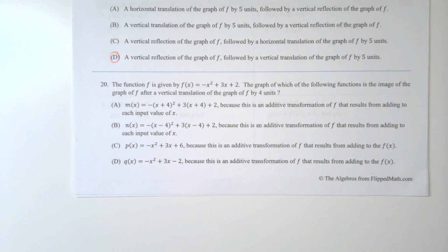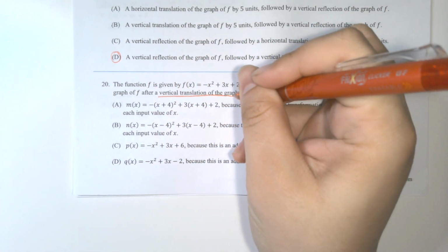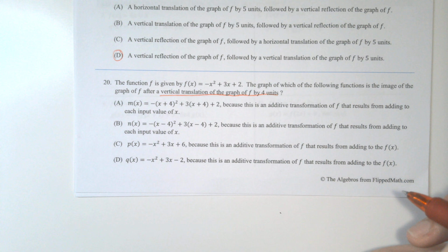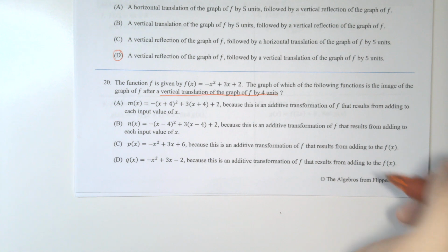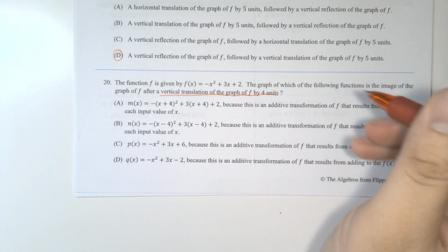And for number 20, function f is given by f of x equals negative x squared plus 3x plus 2. Let's see. Okay, so keywords here. After a vertical translation of the graph of f by 4 units.